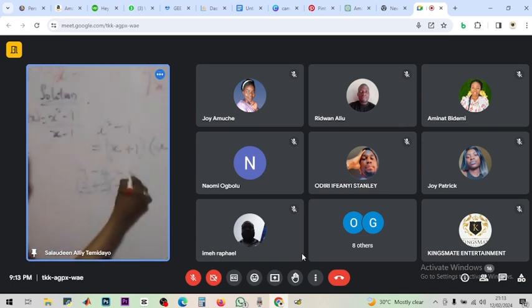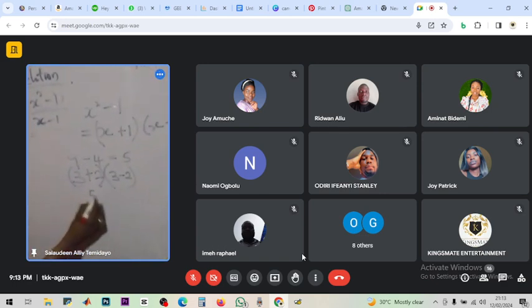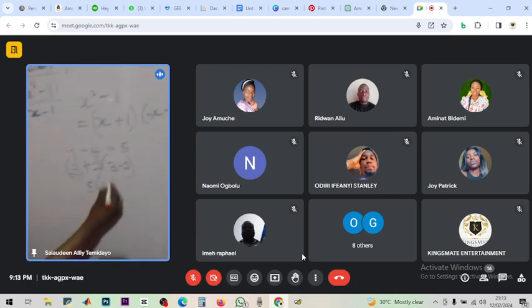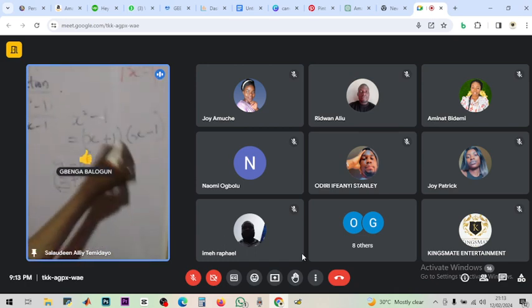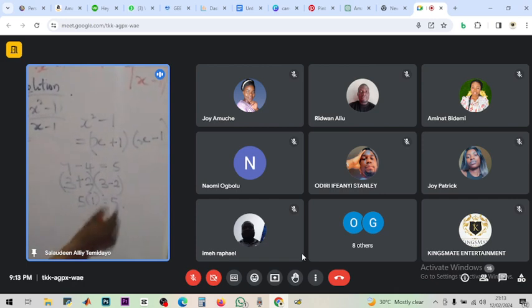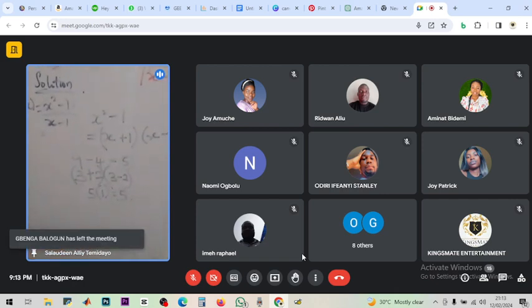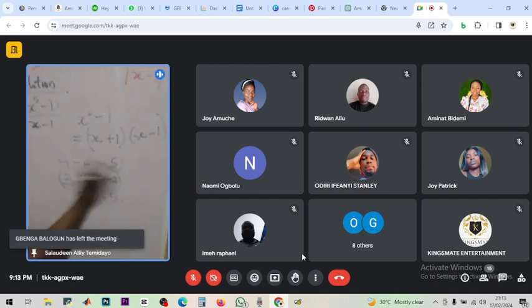9 minus 4 is what? 5. 3 plus 2 is what? 5. Times 3 minus 2 is what? 1. That is 5 times 1, which is 5. You can see they are both 5. So difference of two squares means you are going to have the two squares.